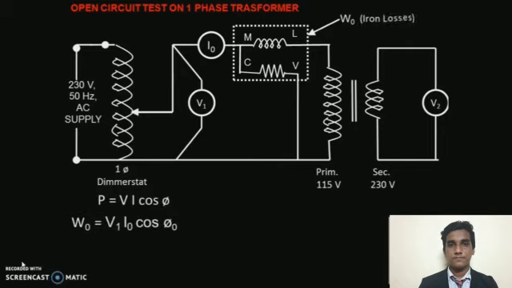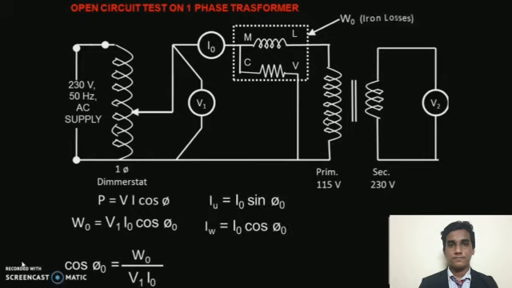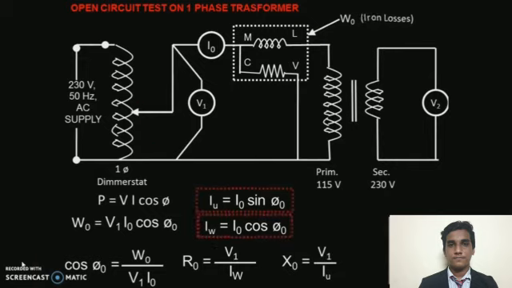W0 is available from the reading of the wattmeter, V1 is available from the reading of the voltmeter, and I0 is available from the reading of the ammeter. So simply we can find cos phi 0 is equal to W0 upon V1 I0, and we can find I mu is equal to I0 into sin phi 0, and IW is equal to I0 cos phi 0, and R0 using the formula V1 upon IW, and X0 using the formula V1 upon I mu. So we get these four parameters from the open circuit test.